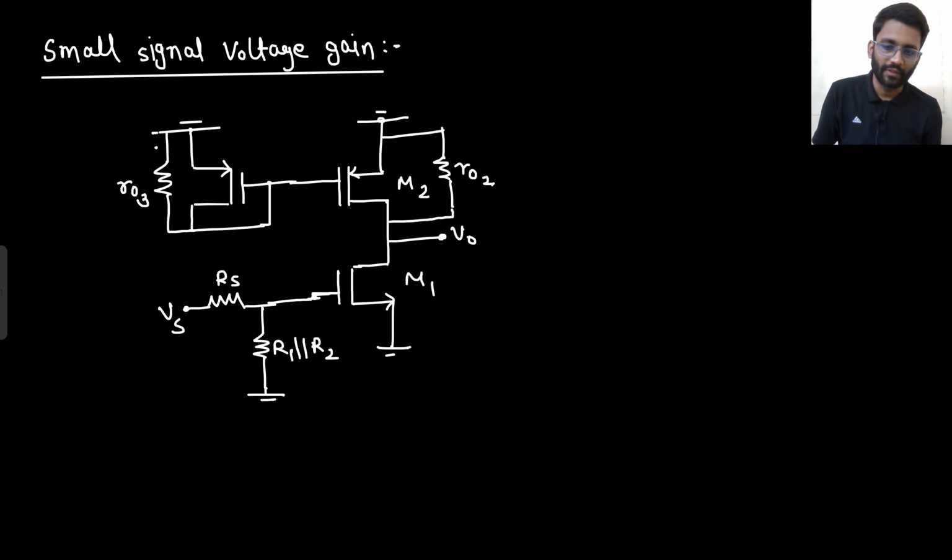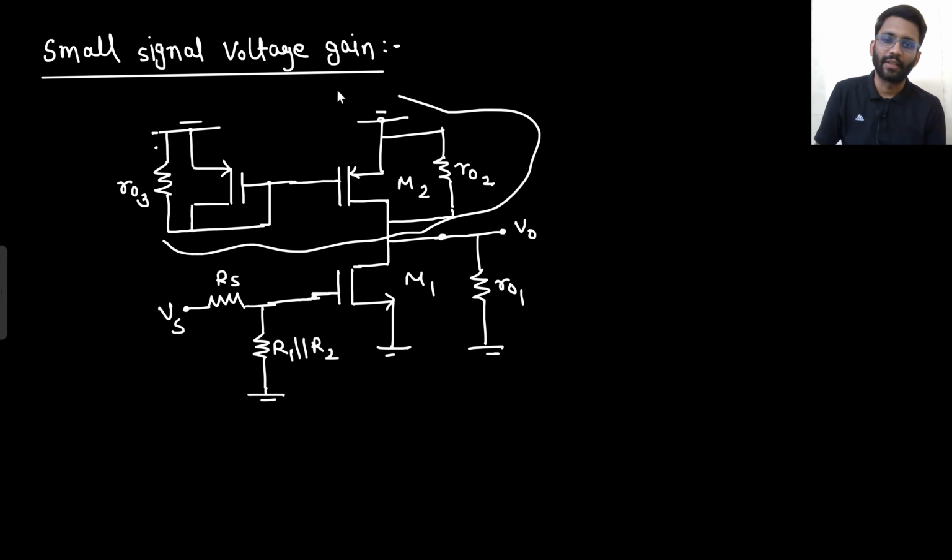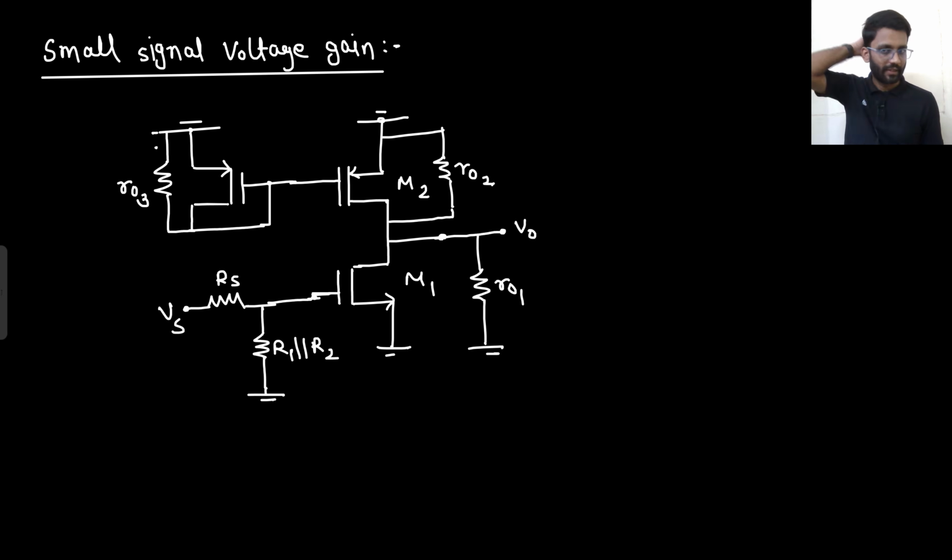Because one thing I know, that from V0 to ground, I see r01. From V0 to ground, I see this MOS. And from V0 to ground, I see this much of circuitry. What will happen to this circuitry? Tell me. Let's assume there is V potential here. So what can I say?